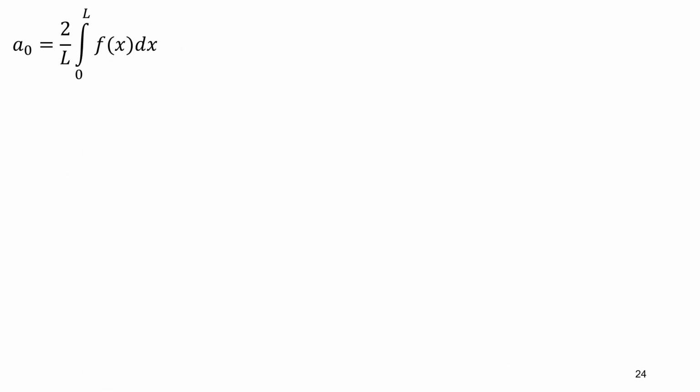First we calculate the value of a0, which is given by 2/l integral 0 to l f(x) dx. f(x) is 2 minus x.